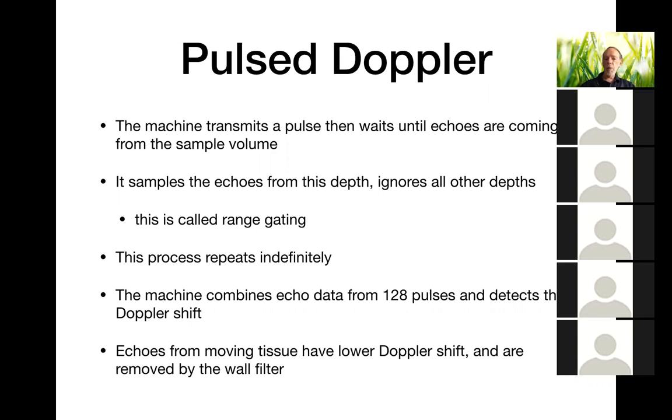Now, one of the important things I haven't mentioned yet is that echoes from moving tissue can be a problem because tissue is a stronger reflector than blood, and tissue moves and therefore produces Doppler shifts as well. Luckily, though, tissue moves more slowly than blood. And so the machine has what's called a wall filter, which removes the low frequency Doppler shift signals coming from moving vessel walls or cardiac walls.